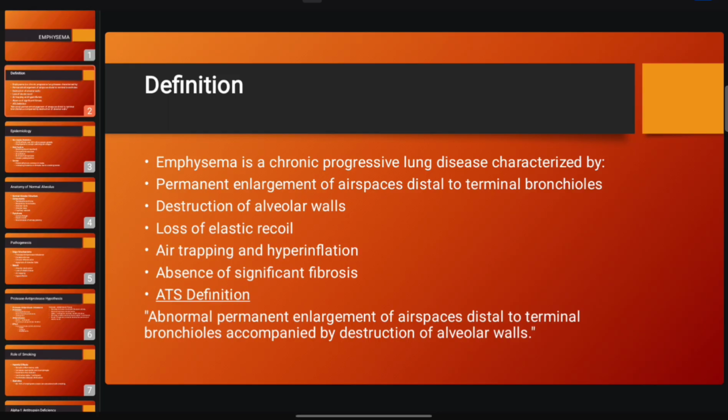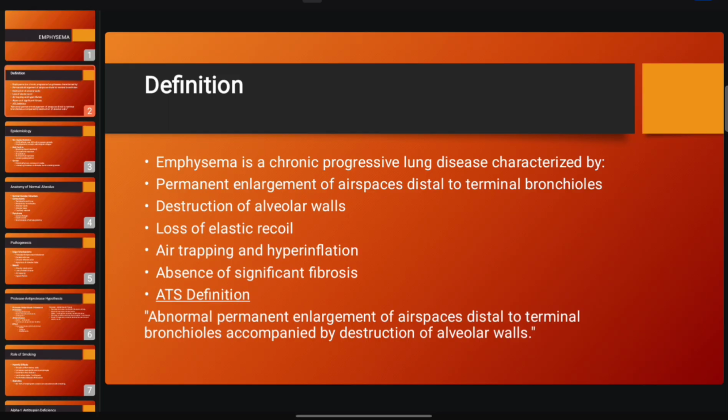When we inhale, the lungs expand, and when we exhale, the lungs compress. Okay, so when the elastic recoil is lost, then what happens is we inhale, air enters into the lungs, but it traps in there. The lungs don't compress the same as in the normal phenomena. So there is loss of elastic recoil, then air trapping and hyperinflation, and absence of significant fibrosis.